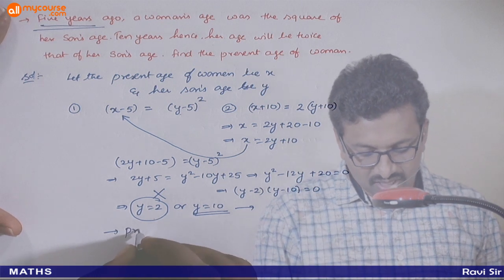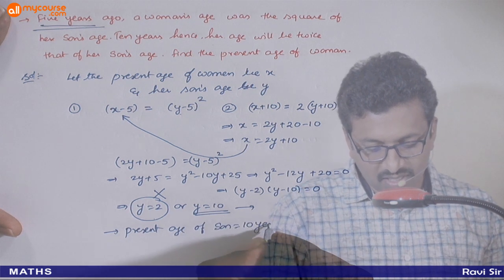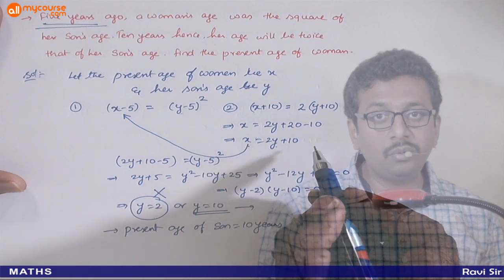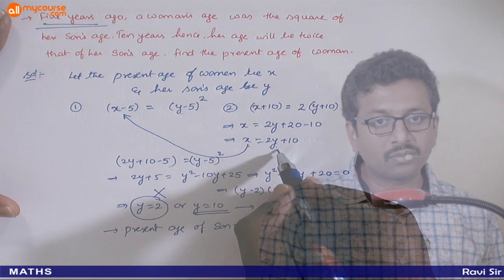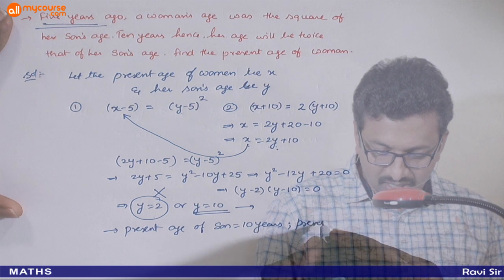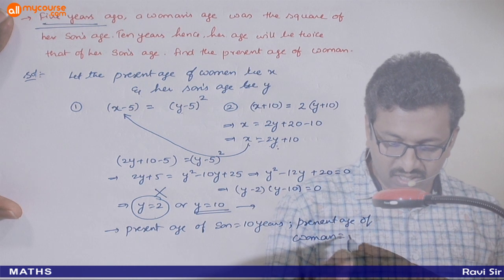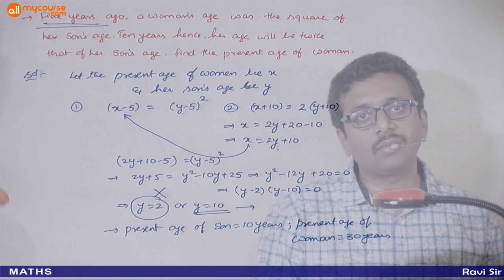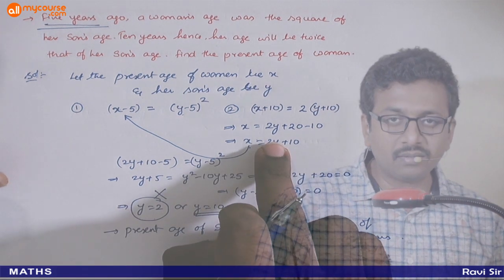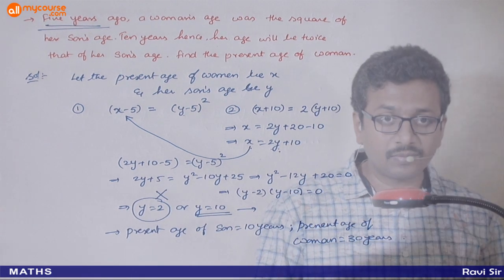So the present age of the son is equal to 10 years. So the present age of the woman, X is equal to 2Y plus 10. That is 2 into 10, 20 plus 10 is 30. So the present age of the woman is equal to 30 years. Once you get Y, substitute the value of Y here, you get the value of X. Clear? Easy? Next.